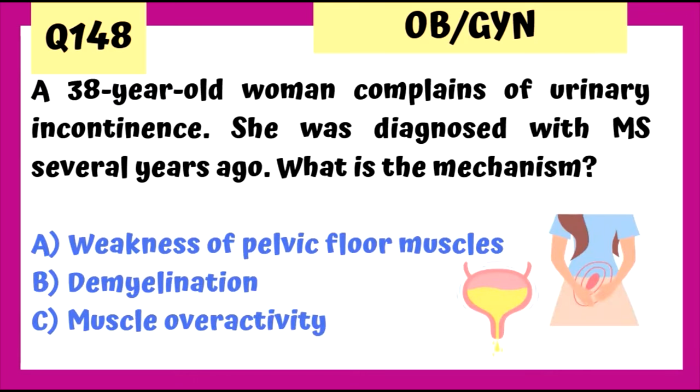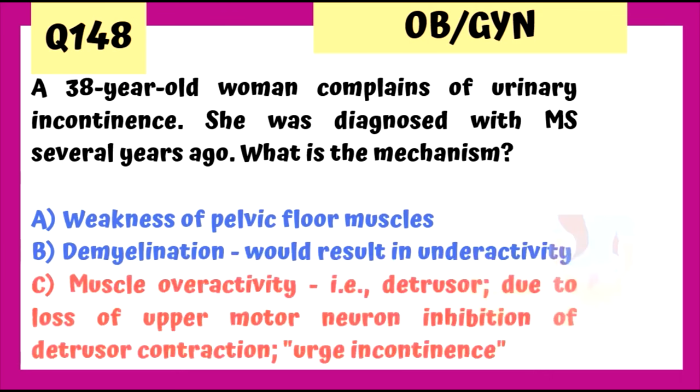148, a 38-year-old woman complains of urinary incontinence. She was diagnosed with MS. What's the mechanism? This is detrusor muscle overactivity, because the detrusor has overactivity due to loss of upper motor neuron inhibition of the detrusor contraction, leading to urge incontinence. She suddenly feels the need to go to the bathroom, not the other choices.